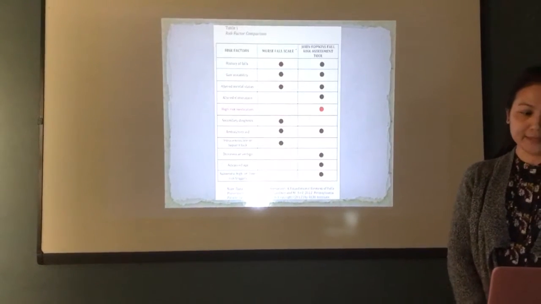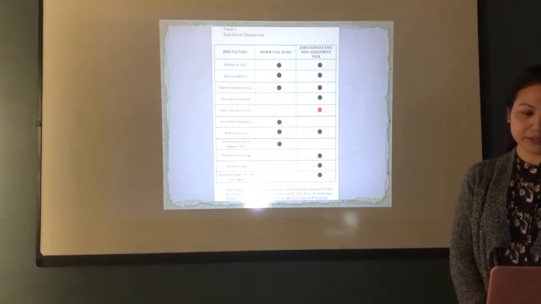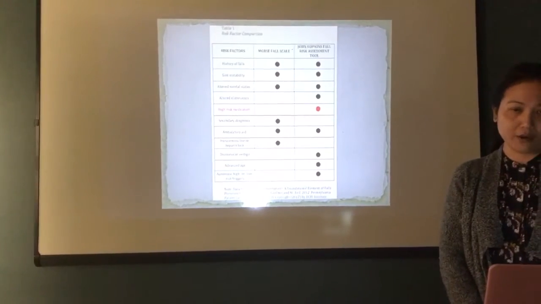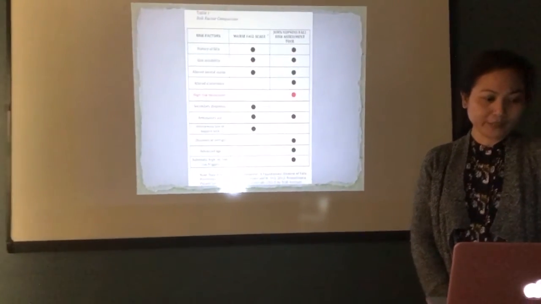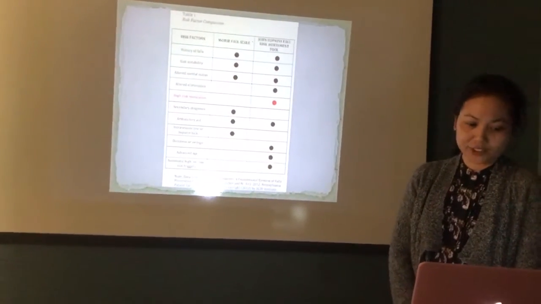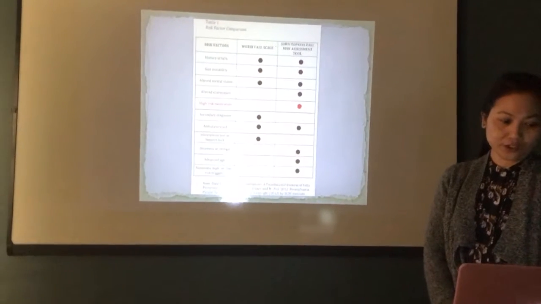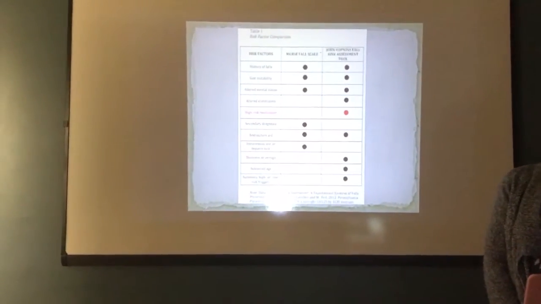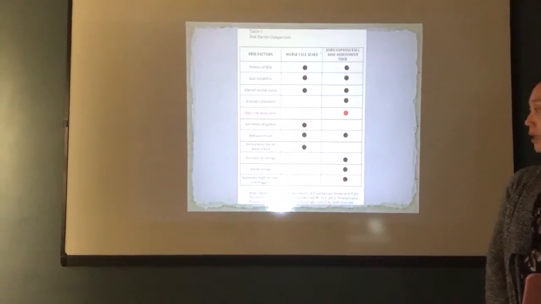This table is a risk factor comparison between the Morse Fall Scale and the Johns Hopkins Fall Scale. You can see that high-risk medication is a factor in the Johns Hopkins Fall assessment tool and is not a factor in the Morse scale.